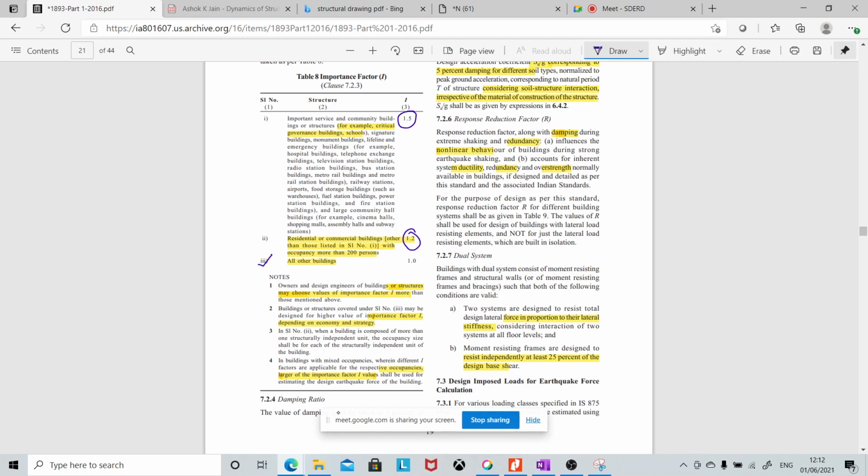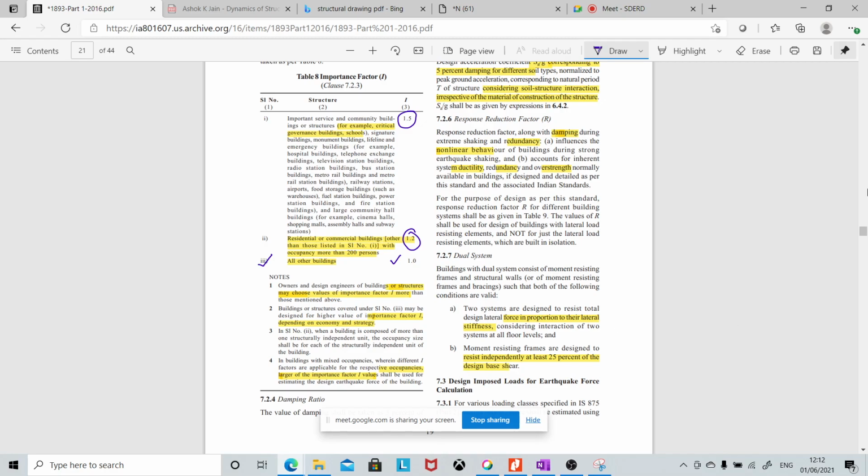Okay, so in this case we will be taking 1 because nothing else is mentioned regarding the structure. Here you can see, however, in spite of the values that are given here, if you want to ensure that your structure has more safety, you can choose a higher value. But these are the minimum criteria that should be satisfied according to the code.